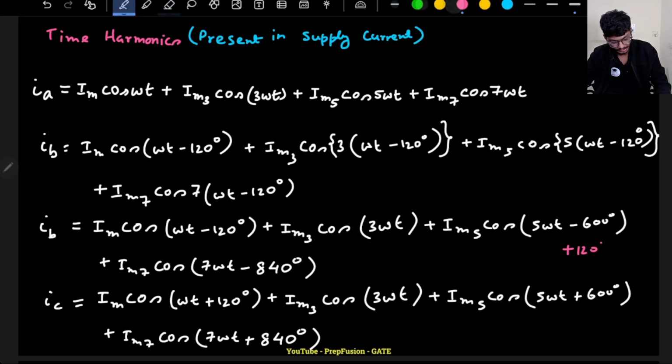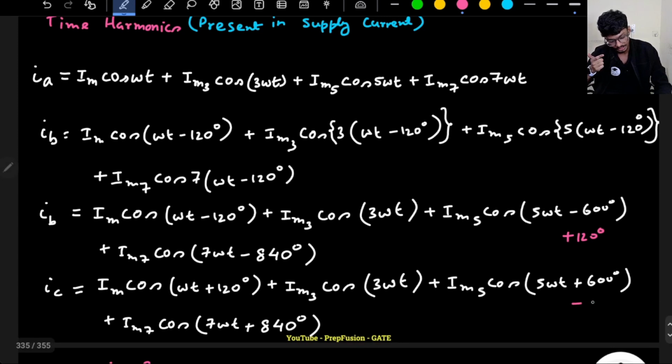Because adding or subtracting 360 does not make any difference, right? Adding, subtracting 360 is the same. So this will be plus 720, this will be plus 120. Here again, if I subtract 720, it does not matter, this will be minus 120, right? Adding 360, subtracting 360 is the same with angle. I'm just rotating a whole circle, right? So this is plus, this is minus, right?